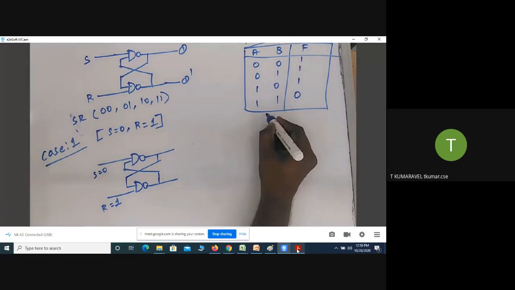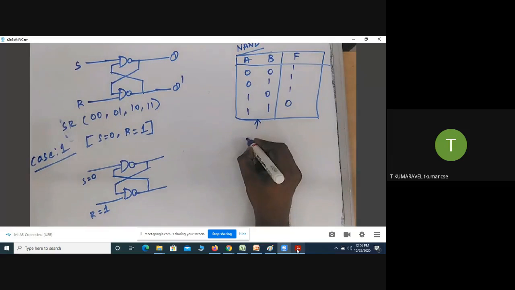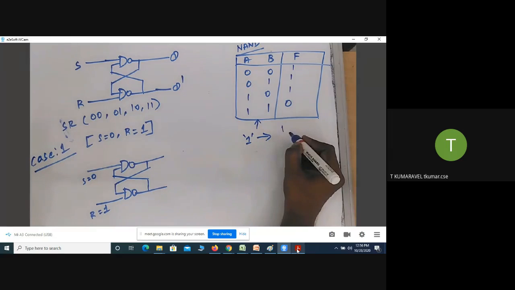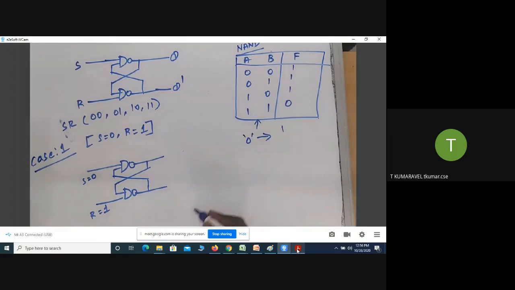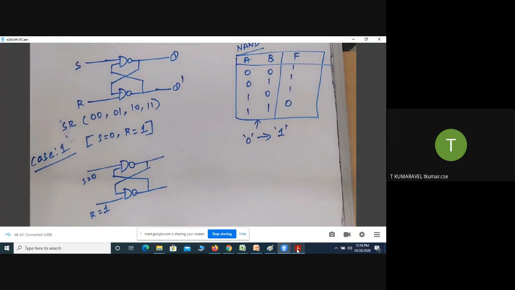What information can you infer from the NAND gate? If any one of the inputs is 0, definitely the output value is 1. That is the information I infer from this NAND gate. Here, one of the inputs is 0. If one of the inputs is 0, then irrespective of the other input, the output value is 1.